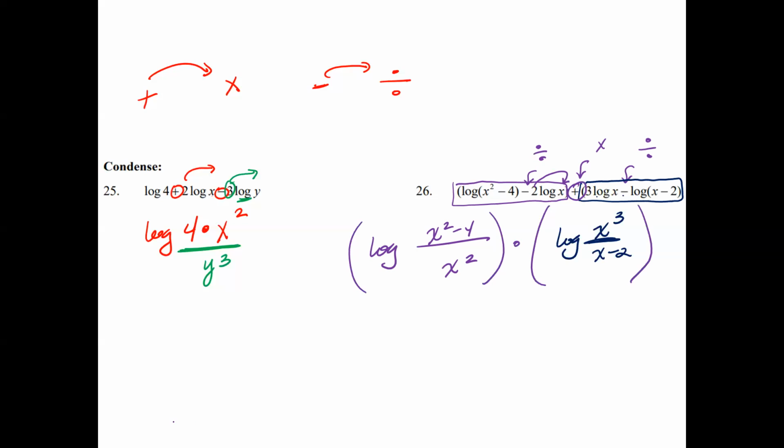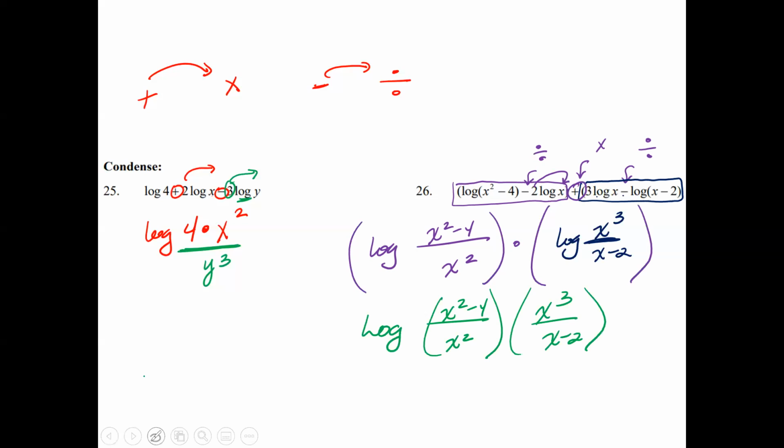So if you were to rewrite this so you just have one log, not two, you just put log x squared minus 4 divided by x squared times x cubed over x minus 2. And that green part right there is your answer.